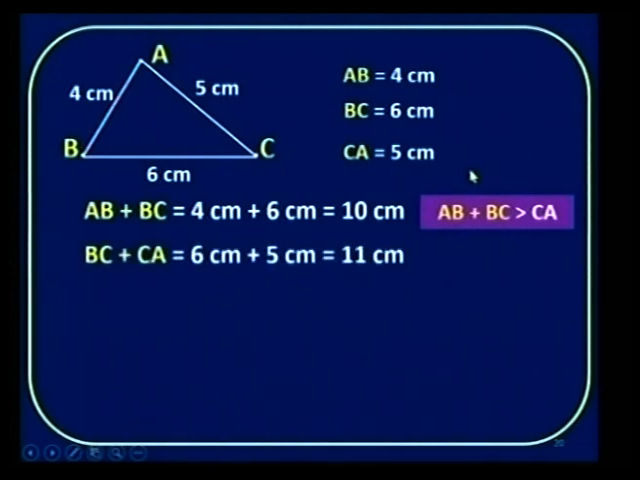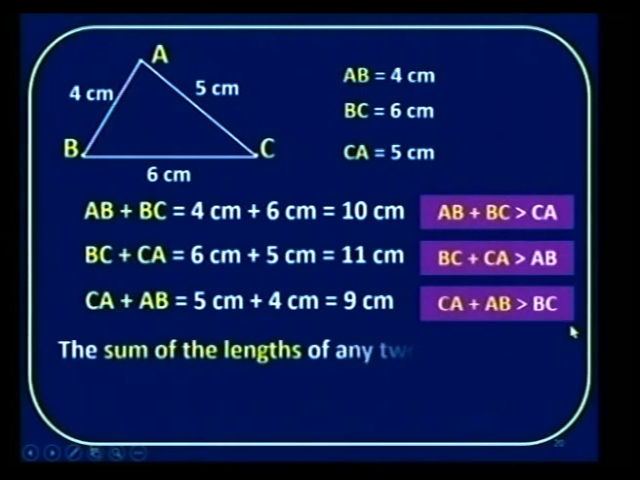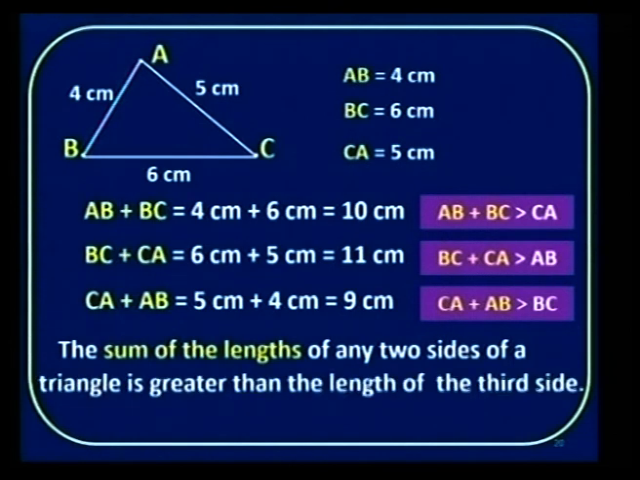Now, I am taking next BC plus CA. BC is 6, CA is 5. So, 6 plus 5 you will get 11 centimeter, which is greater than AB. Next, CA plus AB, 5 plus 4, which is equal to 9 centimeter, which shows that CA plus AB is greater than BC. Children, from this what can you conclude? The sum of the lengths of two sides is always greater than the third side. The sum of the lengths of any two sides of a triangle is greater than the length of the third side.